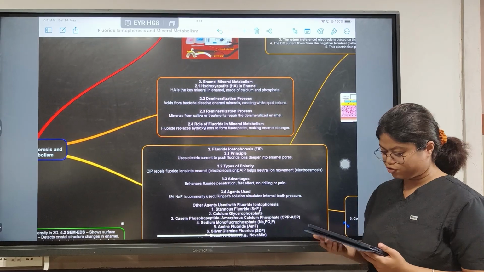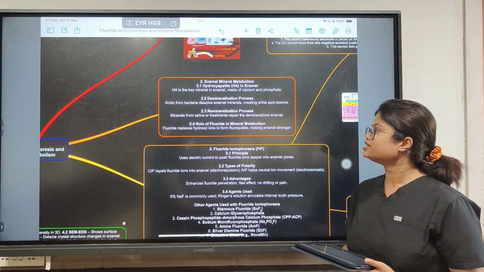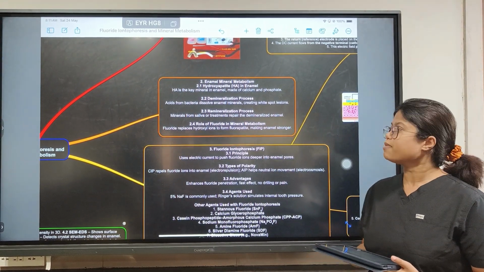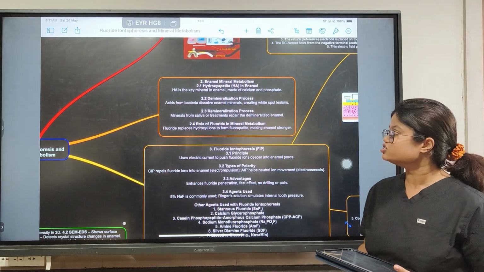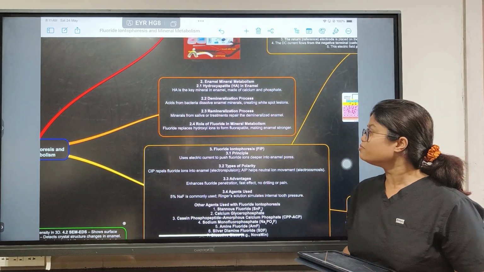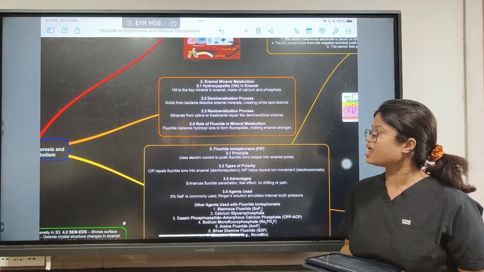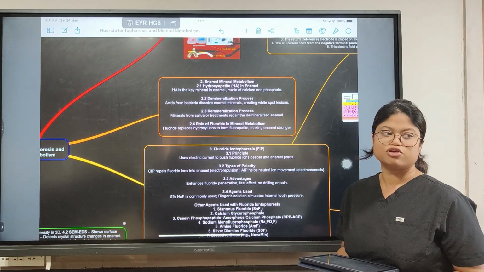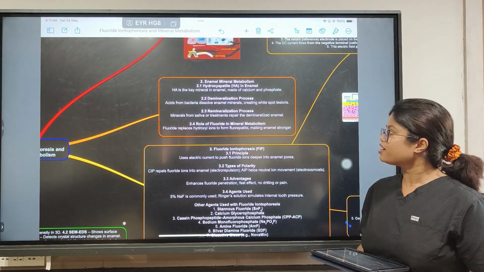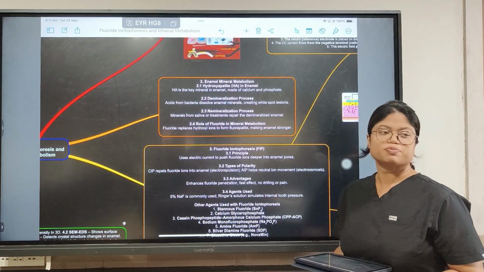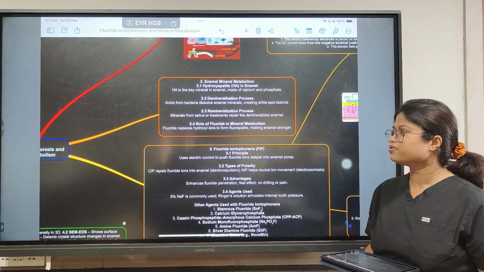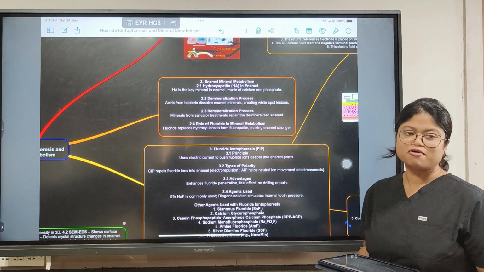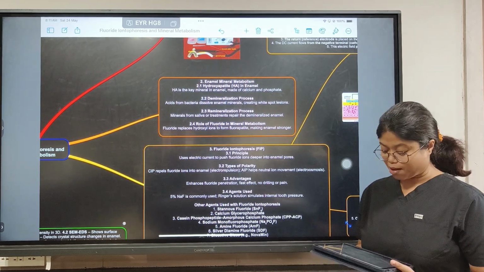So giving an overview, coming to the demineralization process, acids from the bacteria dissolve the enamel minerals, creating white spot lesions. Coming to the remineralization process, minerals from the saliva and treatments that we offer therapeutically repair the demineralized enamel. And specifically, why fluoride iontophoresis? Because fluoride will replace the hydroxyl ions to form fluorapatite, making the enamel stronger.